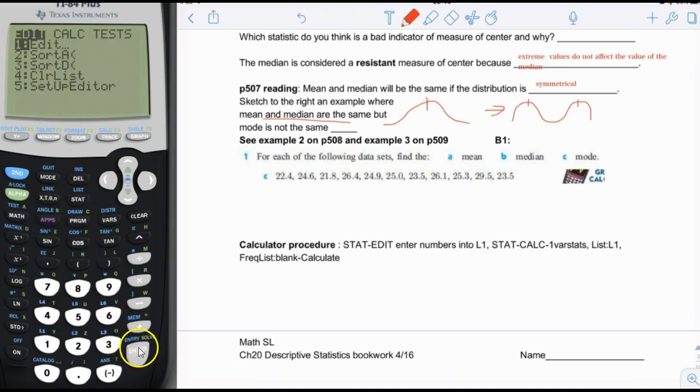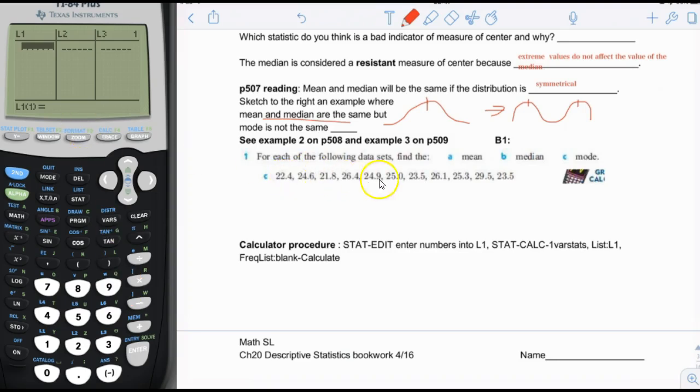You do stat edit, and then you enter each one of these numbers into list 1. 22.4, 24.6, and I'm going to pause while I enter these. I put in all the data. I have 13 numbers in total. And now I'm going to find the mean, median, and mode, and I'm going to use the calculator to do that.